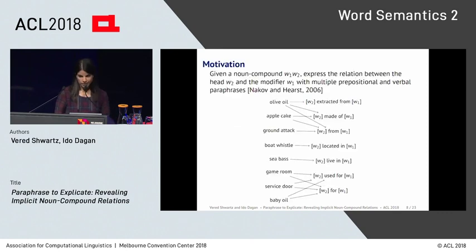The motivation for the paraphrasing task comes from the fact that you can paraphrase the noun compound and express the semantic relation between the nouns explicitly. And then you can have multiple prepositional and verbal paraphrases. For example, an olive oil is oil extracted from olives, made of olives, and from olives, and so on. And then you could also think about these paraphrases as templated paraphrases with W1 and W2 for the constituent nouns.